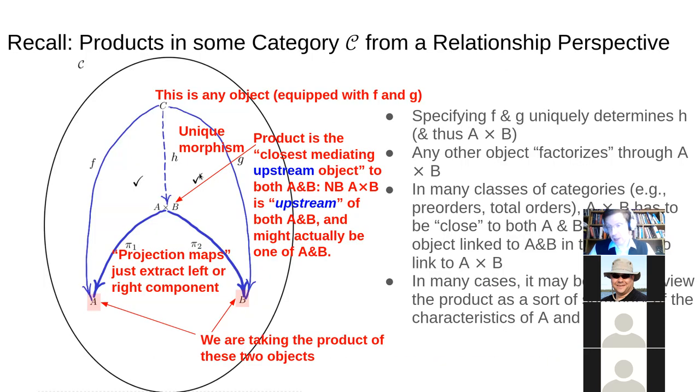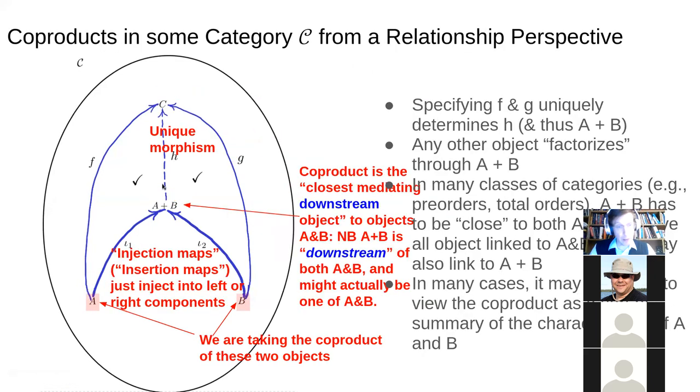And I should have emphasized, I stand remiss for not emphasizing, that not only does any other object have to have a unique morphism going this way for product, but this triangle needs to commute. In other words, H and then pi 2, or pi 2 after H, has to be equal to G. And pi 1 after H, that is coming down this path, H and then pi 1, has to be the same as F. That distinguishes this as a product, and it's similar here, except here things are reversed.